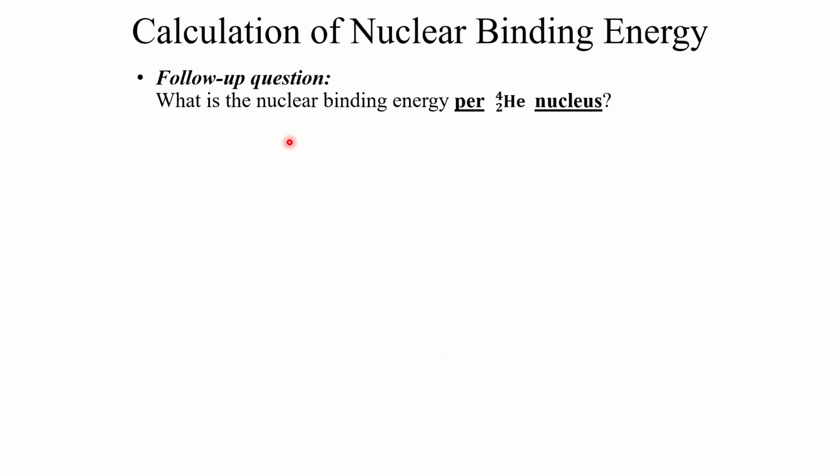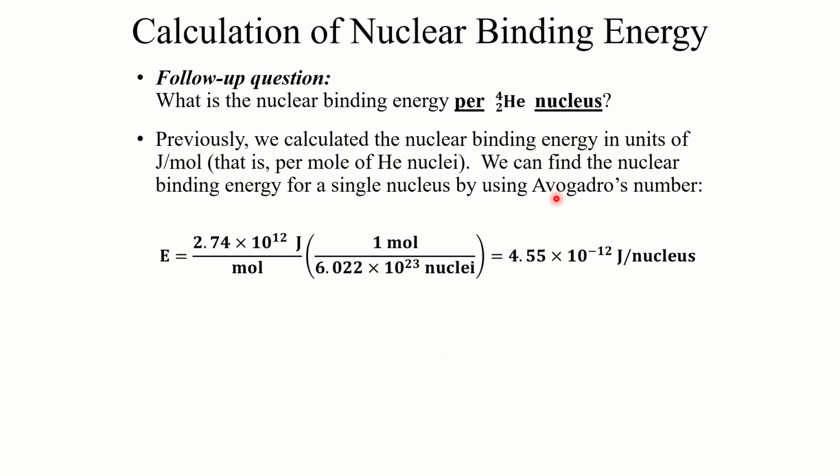So, follow-up question then, what is the binding energy per helium nucleus? Previously, we calculated the nuclear binding energy in units of joules per mole. So if we want to keep things simple, we can use that value we used previously and convert from mole to nucleus, an individual nucleus, by simply using Avogadro's number. So taking that value, 2.74 times 10 to the 12 joules per mole, and essentially dividing by Avogadro's number, given here as 1 mole and 6.022 times 10 to the 23rd nuclei. And you would get 4.55 times 10 to the negative 12th joules per nucleus.